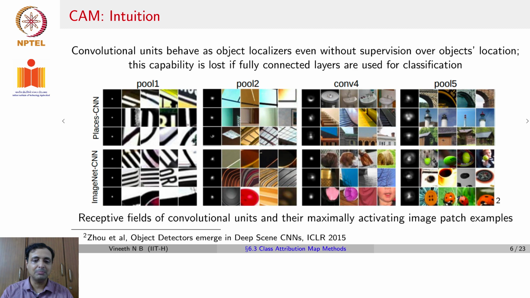These are just more examples here of the localization capability of CNNs in different feature maps. And you can see here that you have different receptive fields of convolutional units and the patches that maximally activate them. And you can see here that you do get a certain sense of localization through these kinds of feature maps at different convolutional layers. You obviously lose that when you go to fully connected layers.